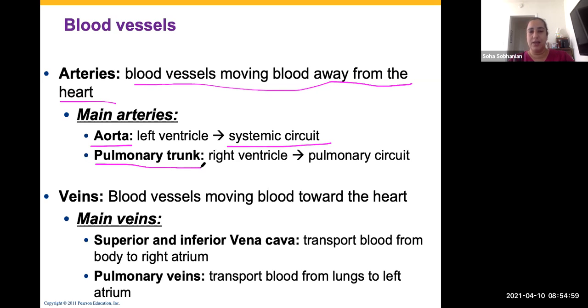Pulmonary trunk is going to come off of my right ventricle, right? Immediately, guys. Right is blue, which means it doesn't have oxygen. If it doesn't have oxygen, where do I want to send it? I want to send it to my lungs, so it goes through the pulmonary circulation.